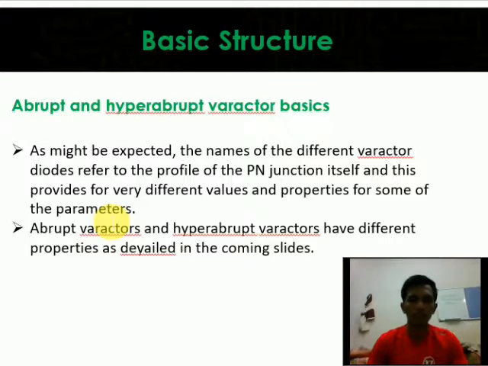As might be expected, the names of the different Varactor diodes refer to the profile of the PN junction itself, and this provides different values and properties for some of the parameters. Abrupt Varactor and hyper-abrupt Varactor have different properties as detailed in the coming slides.